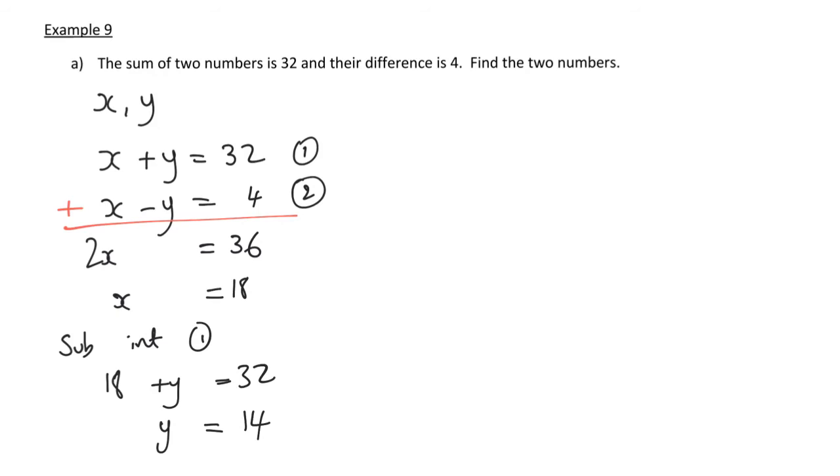Just to make sure, let's check in equation 2. And we've got x take away y, so 18 take away 14 equals 4, and yeah, it does. So our two numbers were 18 and 14.